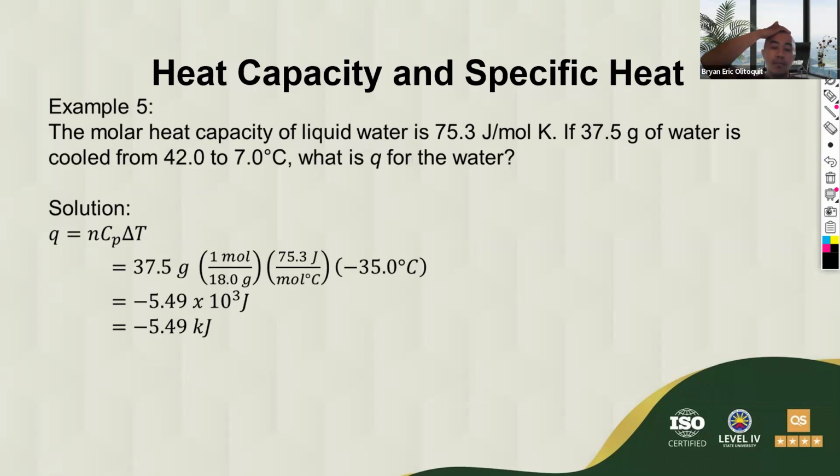Now, you can also determine the heat using moles. So here we have the problem. The molar heat capacity of liquid water is 75.3 joules per mole Kelvin. And if 37.5 grams of water is cooled from 42 to 7 degrees Celsius, what is the Q for the water? And here you have already the equation. You have the mass multiplied by the mole per gram or the molar mass of water. Take note again that with water, we're talking about H2O.